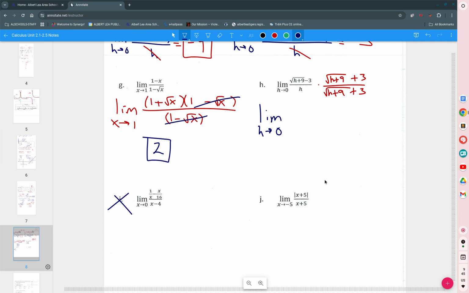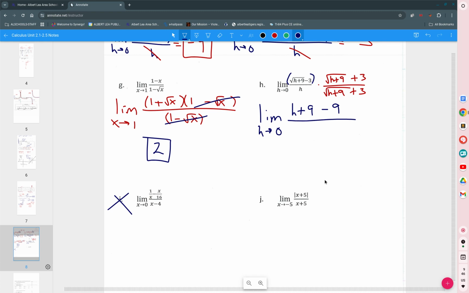So let's go ahead and multiply. We have to FOIL out this expression. The square root of h plus 9 times the square root of h plus 9? H plus 9. What's going to happen to the middles? They're going to disappear. Sweet. And then we end up with negative 3 times positive 3. Negative 9. Oh, that looks nice, doesn't it? Yeah, I really like that.